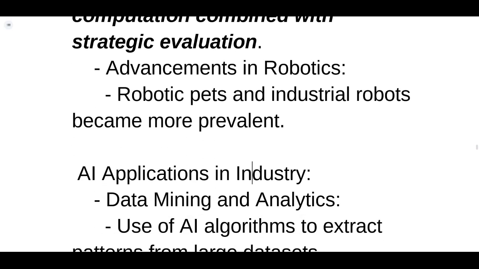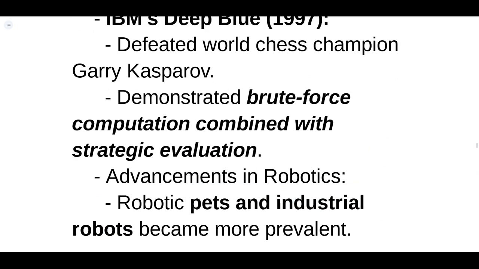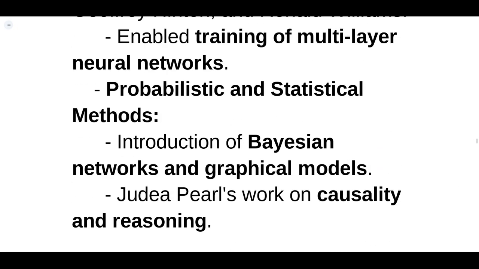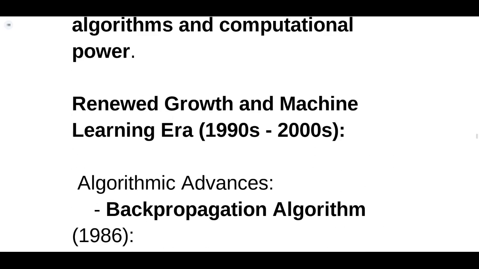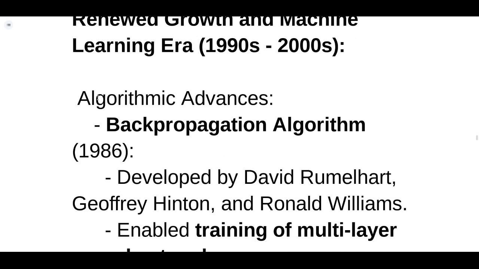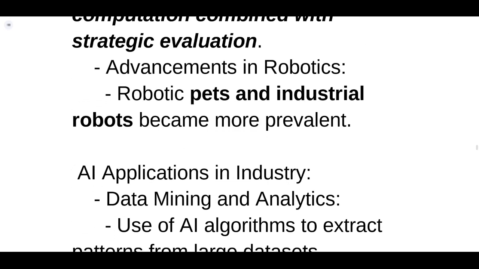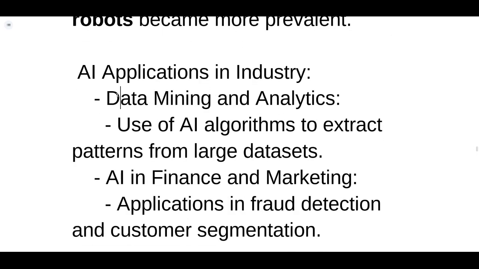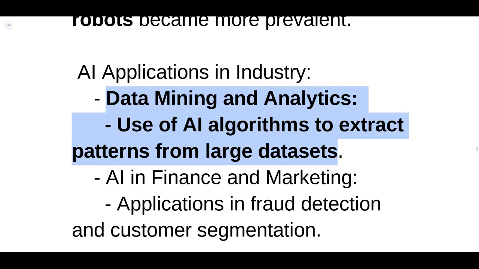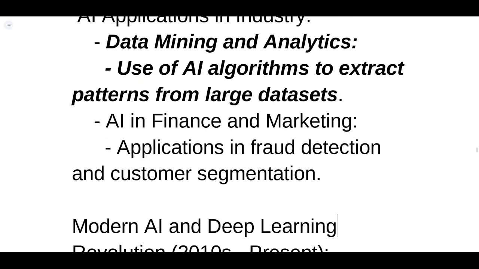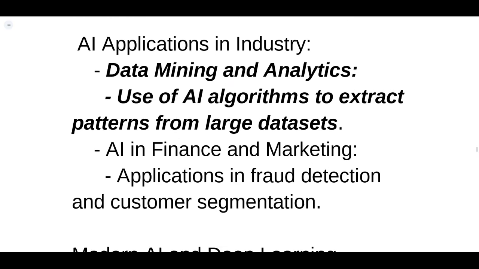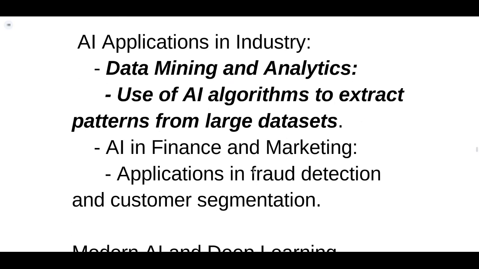Advancements in robotics: robotic pets and industrial robots became more prevalent. AI applications in industry: data mining and analytics use algorithms to extract patterns from large data sets. AI in finance and marketing: applications in fraud detection and customer segmentation.